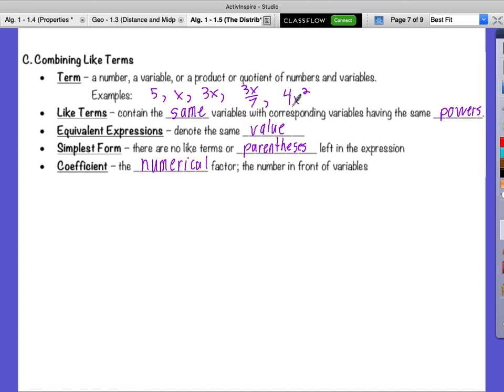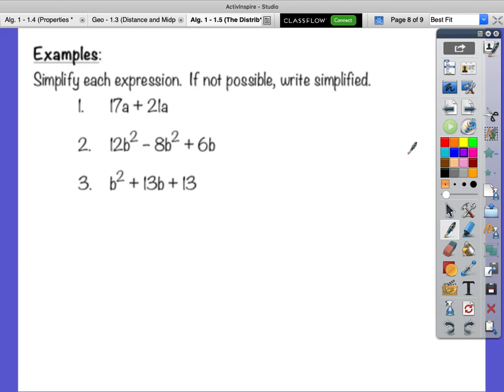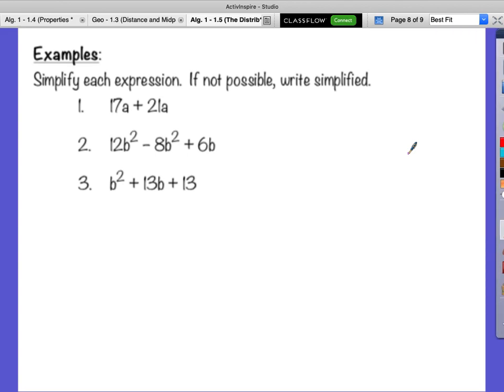Okay. Let's go right below this. Does anyone still need this? Simplify each expression. If not possible, we're going to write simplified, okay? On these, I want you to do these three. 17a plus 21a, are these like terms? Do they have the same variable? Yep. Are they to the same power? Yeah, they're both to the first power, so we can combine them.